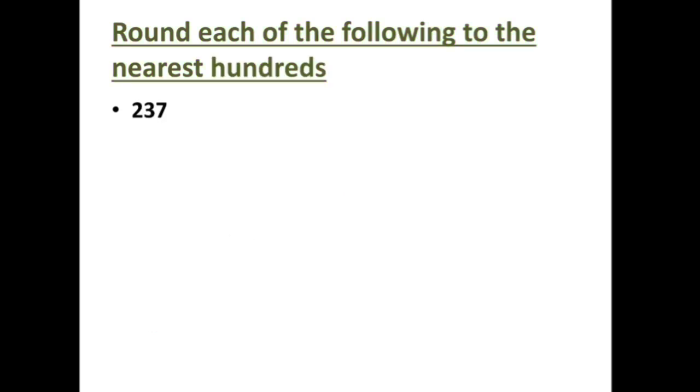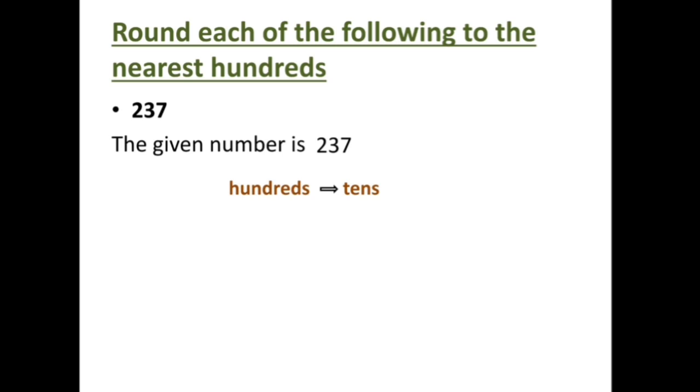Round each of the following to the nearest hundreds. When we are doing to the nearest hundred, we need to check tens place. We need to check the previous place value. The given number is 237. So we need to check tens place. In the number, which number is in tens place? 3 is in tens place.